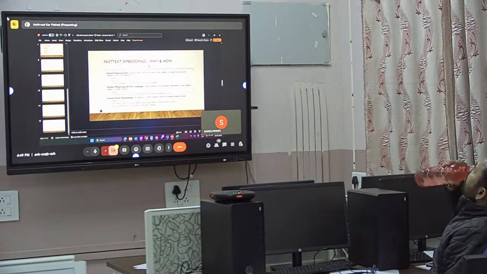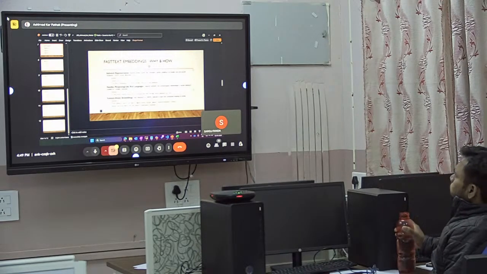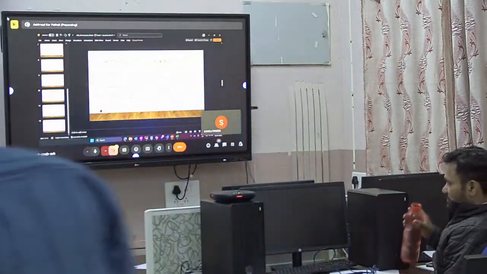The NLP, so at the back end you are using some neural network only. Yes, sir, in the embedding part, yes. Yes. So okay. Anyway, so overall good presentation.